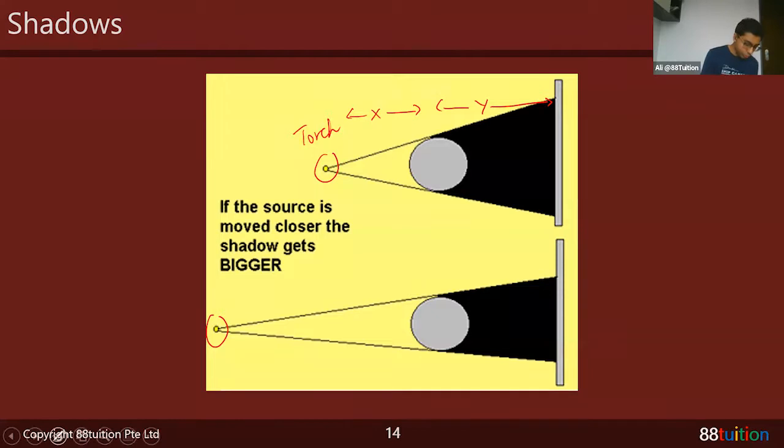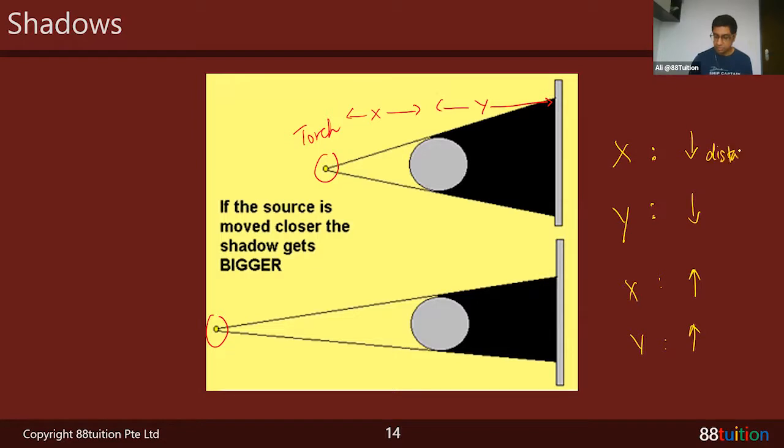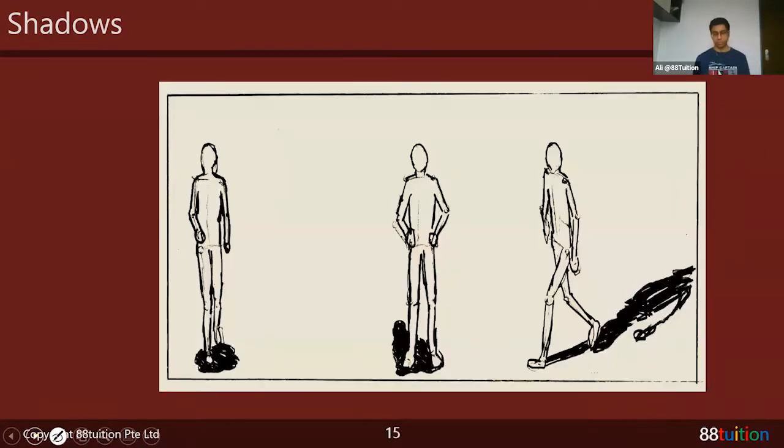So your question should always be about X and Y. If X goes down, what will happen? If X goes up, what will happen? Meaning, decrease the distance. We will leave this question for a little bit later when we're looking at the questions.